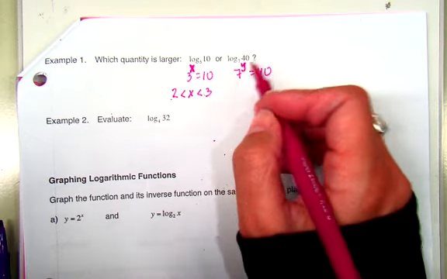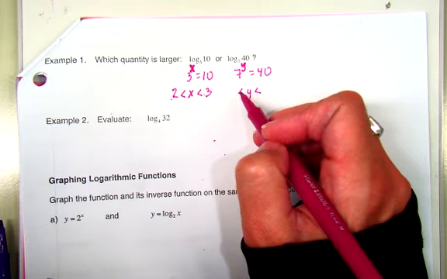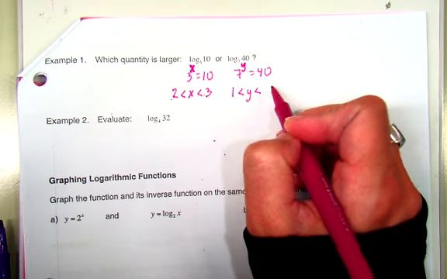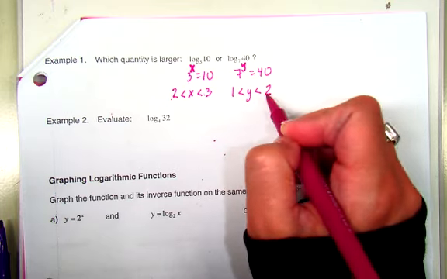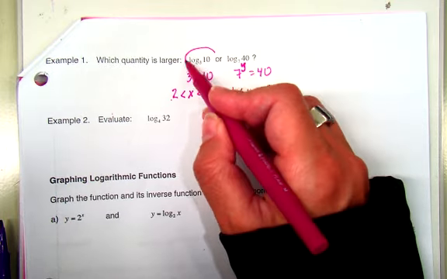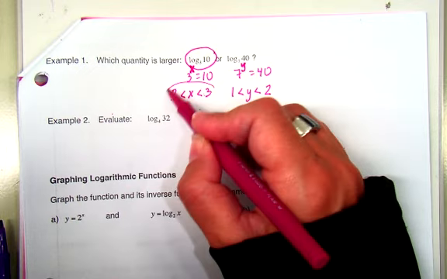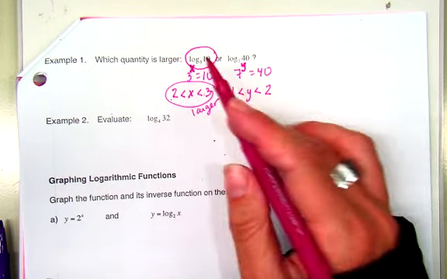How about this one? What does y have to be between? Well, 7 to the first is 7, and 7 to the second is 49. So 40 is somewhere between 7 and 49. So which of these two quantities is larger? Well, it's going to have to be that first one, since this interval is larger than the other interval.